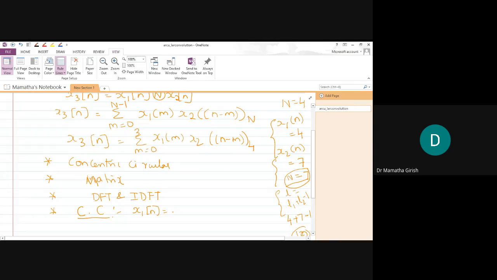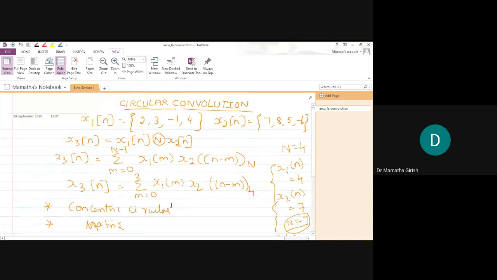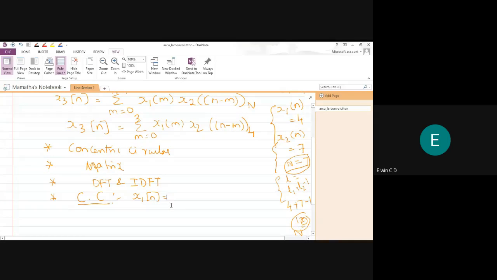Can anybody say what is x1 of n? I have to scroll the page up. What is x1 of n quickly? Read out the sample values here. You should be quick. You are doing the sheets, right? Read out to me: 2, 3, -1, 4.